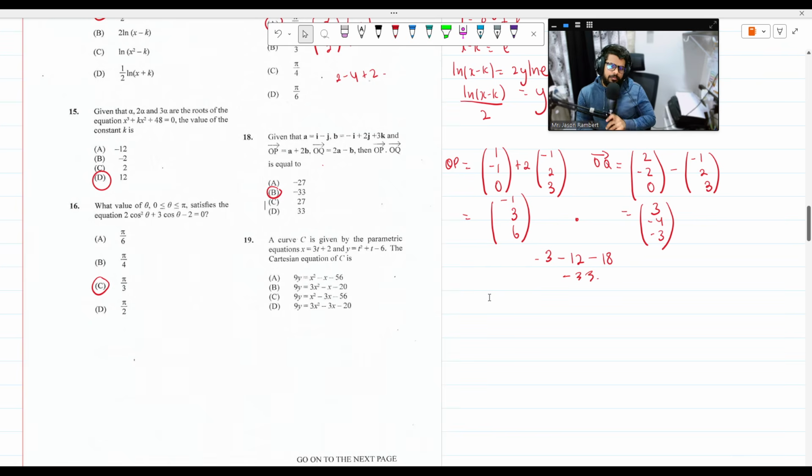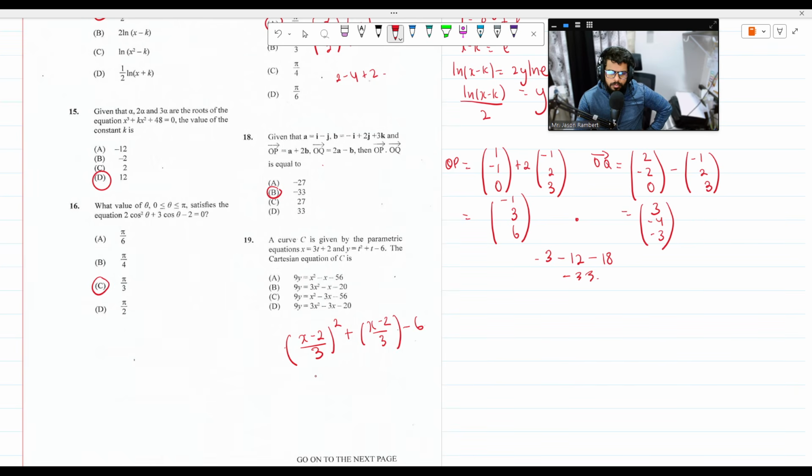This is a repeat question. Can't remember what the answer was, but let me go through it. Make t the subject here. So I'm going to get t is equal to x minus 2 all over 3. Throw that inside of here. So we're going to get x minus 2 all over 3 squared plus x minus 2 over 3 minus 6. We're going to get x squared minus 4x plus 4 over 9 plus x minus 2 over 3 minus 6.